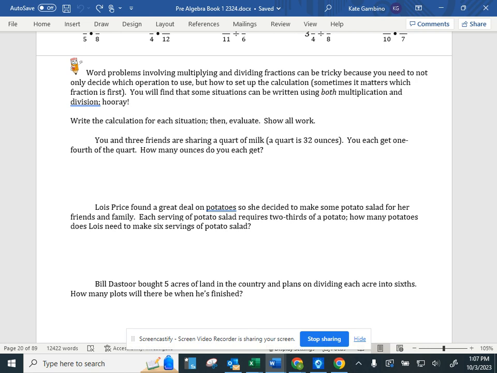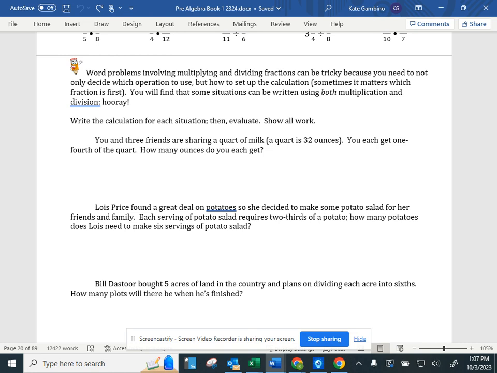Because now, friends, we're still quiet and listening. Word problems are not easy peasy lemon squeezy. You have to really think through what the word problem information is telling you. They can be tricky because you have to decide which operation, am I multiplying or am I dividing? How do I set up the calculation? Because it matters which fraction comes first.